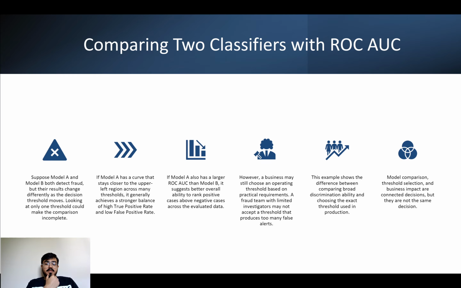However, choosing the best model is not always simple. Even if one model has a slightly higher AUC, the decision should also consider the needs of the business. For example, if a company has only a small team to investigate fraud alerts, it may prefer a model that produces fewer false positives, even if another model has a slightly higher AUC. So AUC helps us compare the overall performance of different models, but the final choice should always consider the real world problem the model is trying to solve.